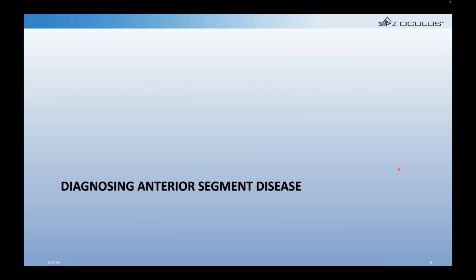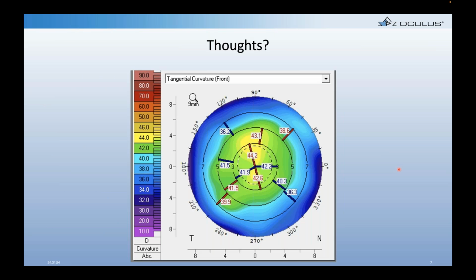So we'll talk first about diagnosing anterior segment disease and briefly just how critical it is, if we really want to be the best we can be at diagnosing and managing ocular surface and anterior segment disease, that we've got tomography at our disposal. So this is just a corneal topography of someone with a fairly normal looking cornea. I don't think any of us would look twice at this and think, well, this has got some problems. This is just a tangential curvature map.